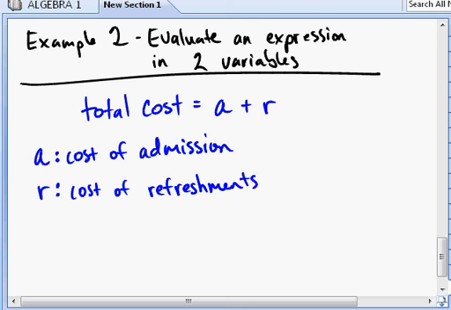Okay. Cost of admission is A, cost of refreshments is R. Now the reason why they use variables A and R is because we don't necessarily know how much it costs for admission, and we don't necessarily know how much it costs for the refreshments. Suppose you pay $7.50 for admission, and $7.25 for refreshments.